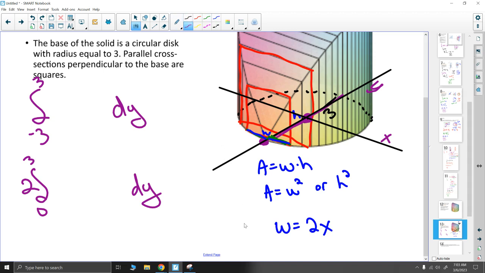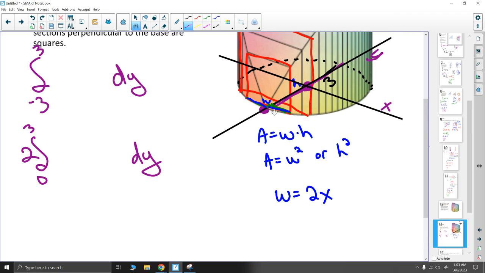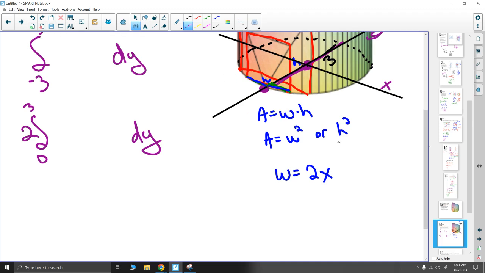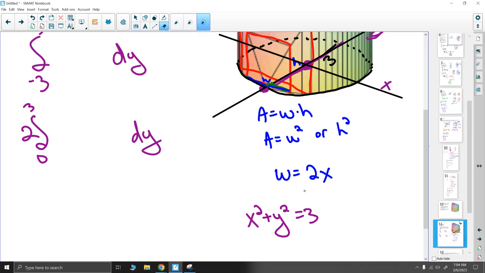Now, what is the x value here? Because we want it in terms of y. Clearly it's not the y. But what function is creating this edge that these are touching? Well, this function is a circle with radius 3. That is to say, x squared plus y squared equals 3 squared forms this circular shape. Sorry, I should have written 3 squared. So this is the equation of the line that our width goes out to touch.